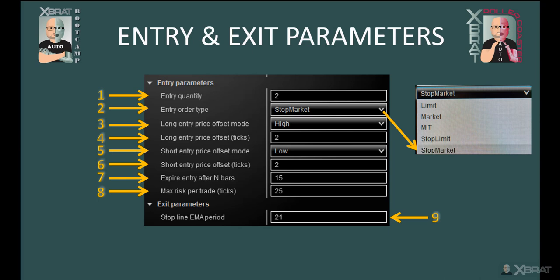safest entry strategy. The long entry price offset is simply the number of ticks above the high of the signal candle. In this case, we have 2. So when the signal candle closes, above the high, 2 ticks, that's where our entry is going to be. And we'll see those on some charts in a little while.